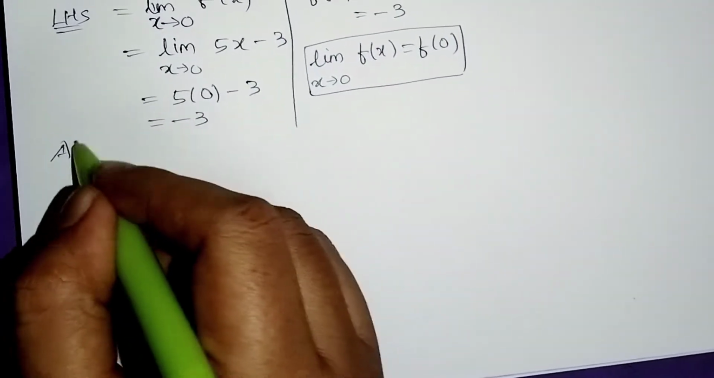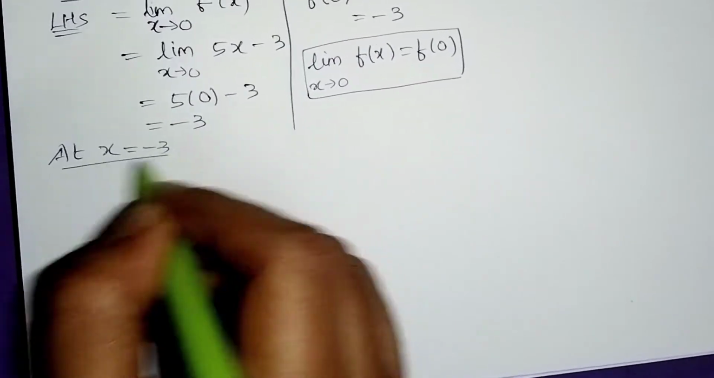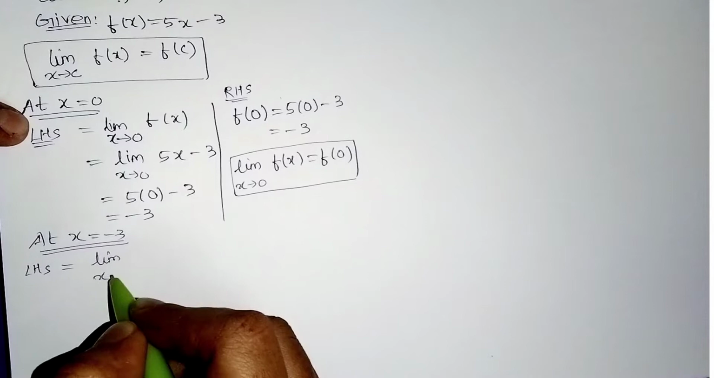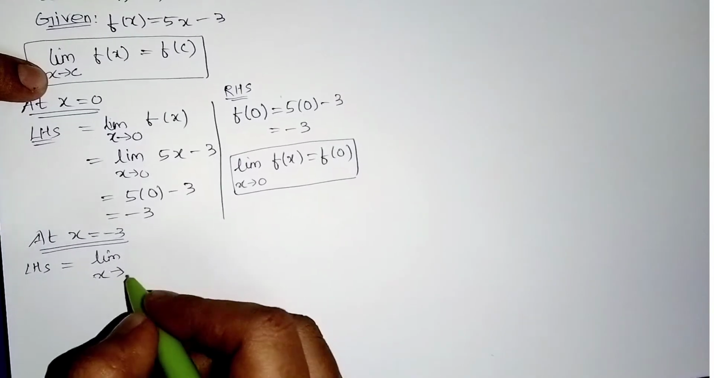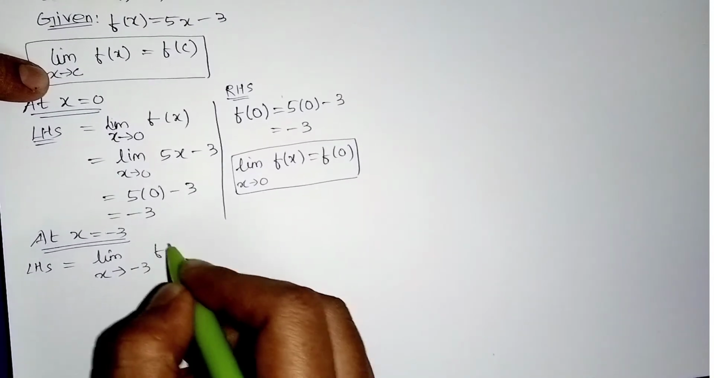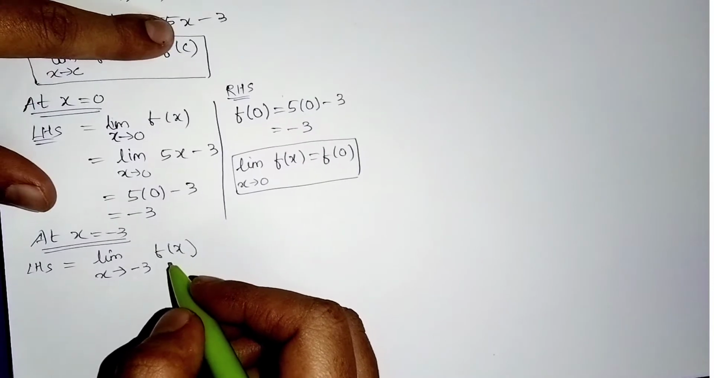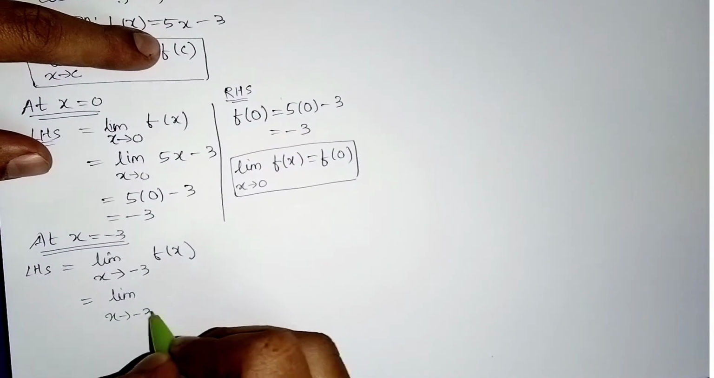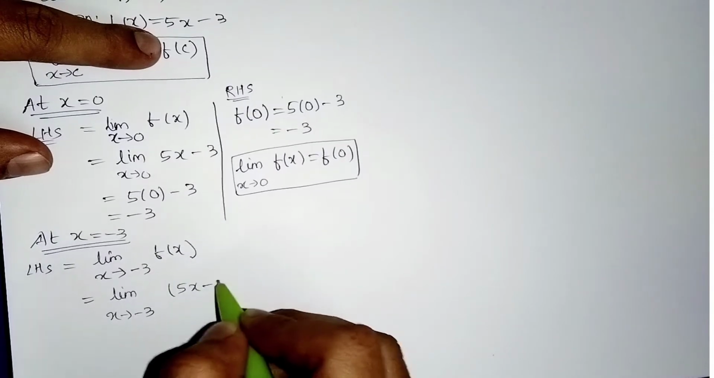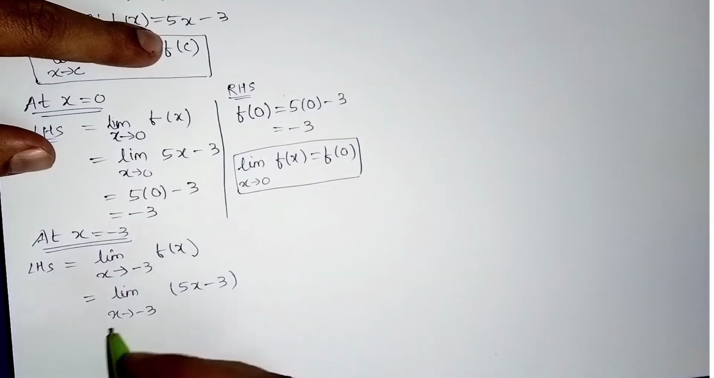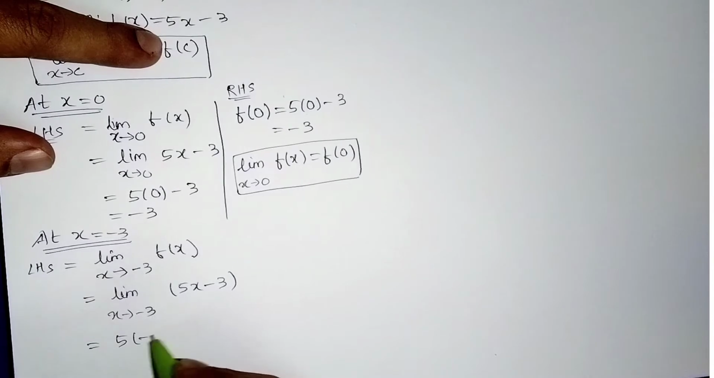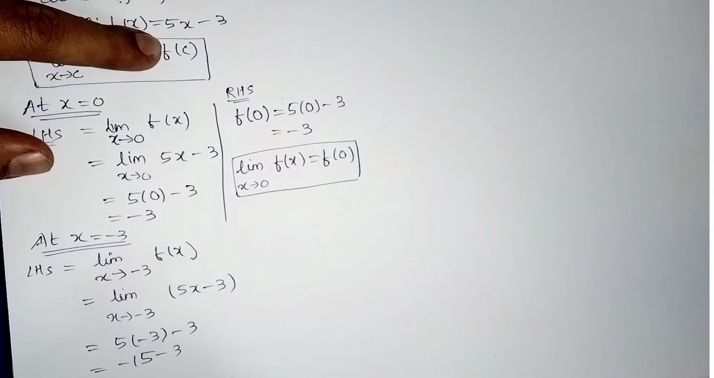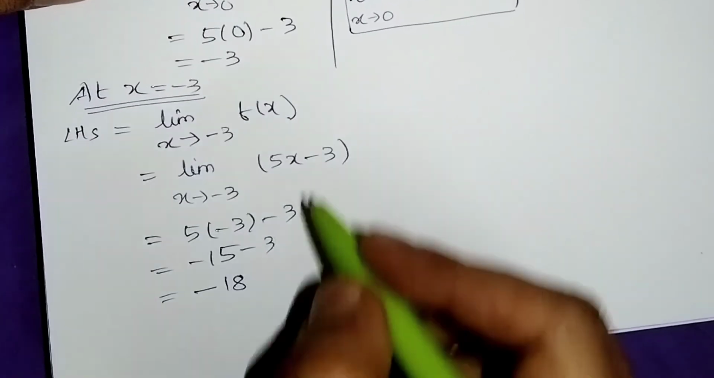Now for x = -3 we will do the same way. The LHS we write here, instead of c in the general definition, we write -3, f(x). In place of x we need to substitute -3. So limit x tends to -3 and write the function 5x - 3. In place of x substitute -3. So 5 into -3 is -15, -15 minus 3 is -18.